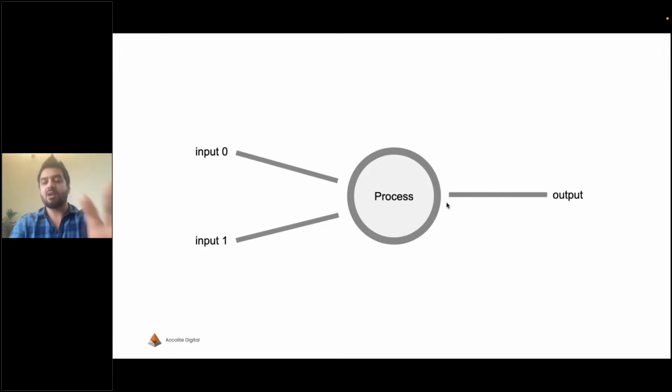This is your neuron, how it looks. You have a neuron which is capable of taking one or more inputs, and then it does some processing, and there's an output. Isn't it pretty simple, like a function or something?